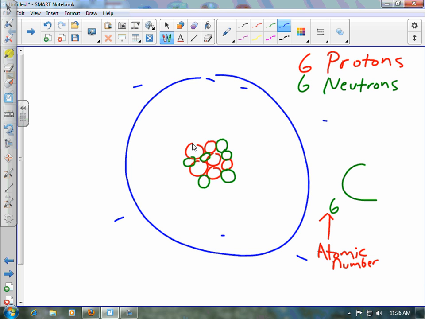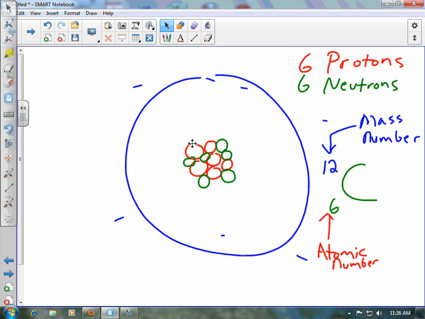And this here is the mass number. And I don't just write 6 up there, but I add all of the protons and neutrons, giving them each a mass of 1. And so we end up with 12 for the mass number. So looking at those two numbers, you can figure out how many protons and how many neutrons the atom has. Now, here's the important thing here.